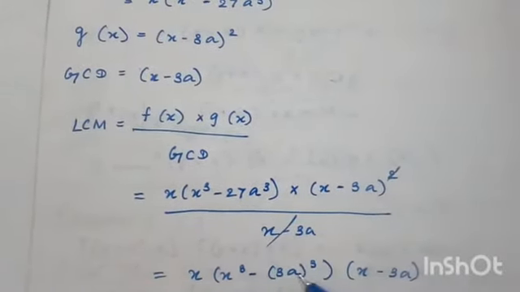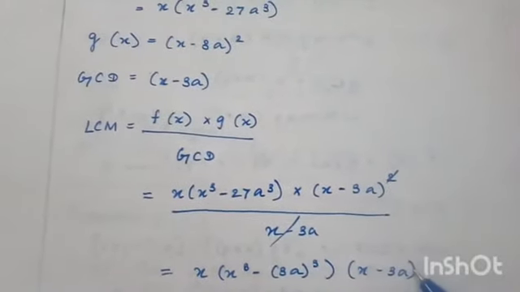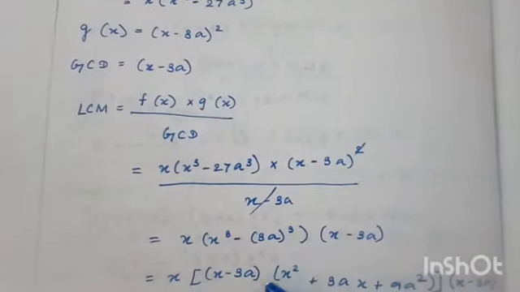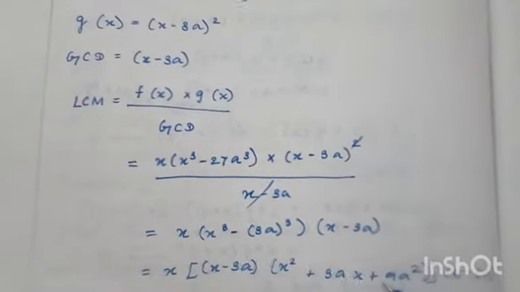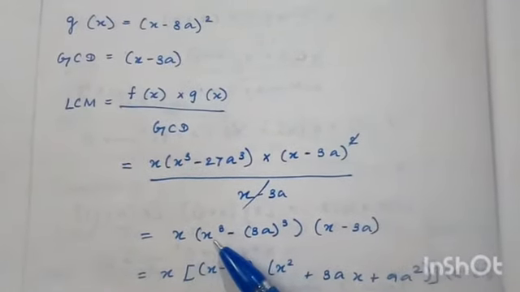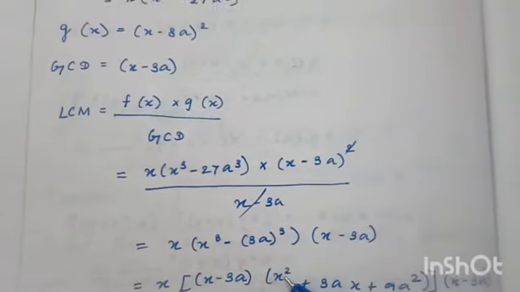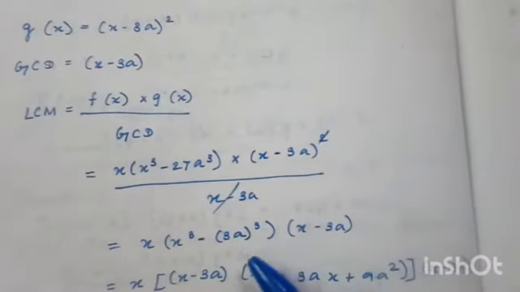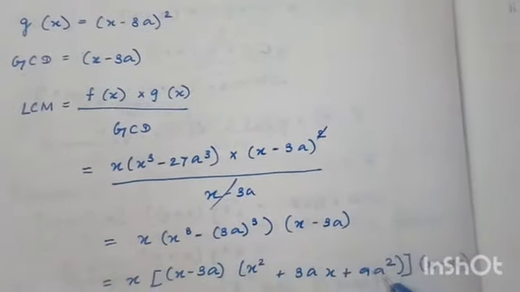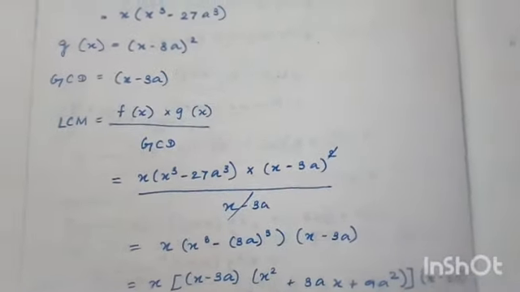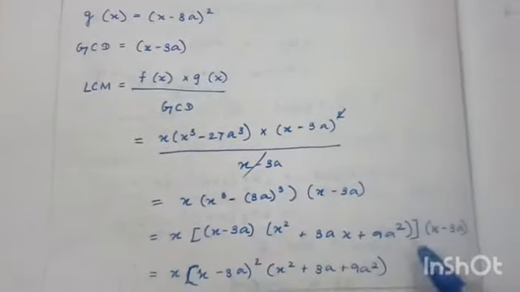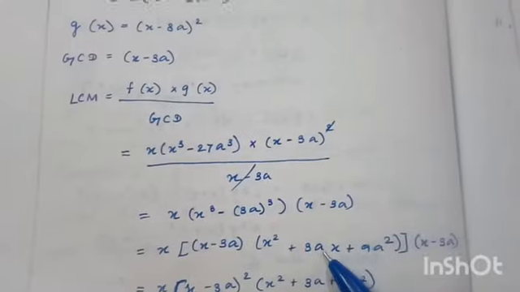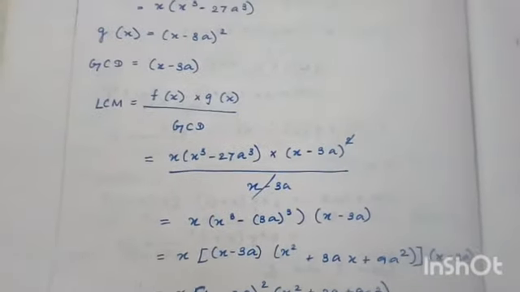This 27a cube is written as 3a whole cube. Here x minus 3a is there. So now you have to apply the formula a cube minus b cube, which is a minus b into a square plus ab plus b square. So it is x into, a minus b is x minus 3a, and a square is x square, ab is x into 3a, plus b square, that is 3a whole square, which is 9a square. Now x into x minus 3a appears 2 times, so x minus 3a whole square, times x square plus 3ax plus 9a square. So this is the LCM.